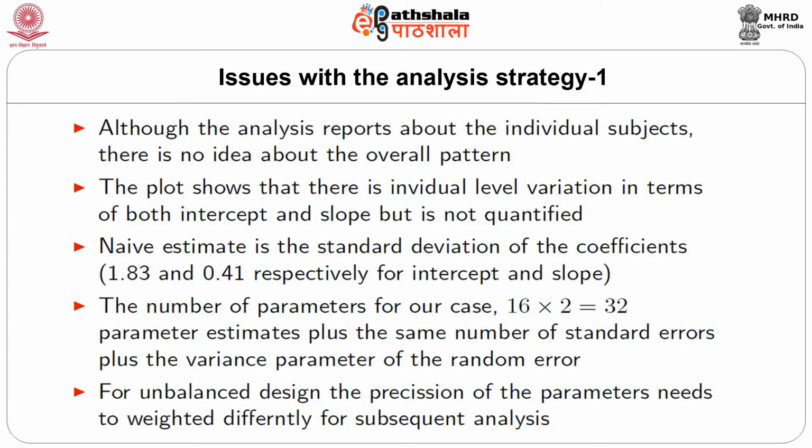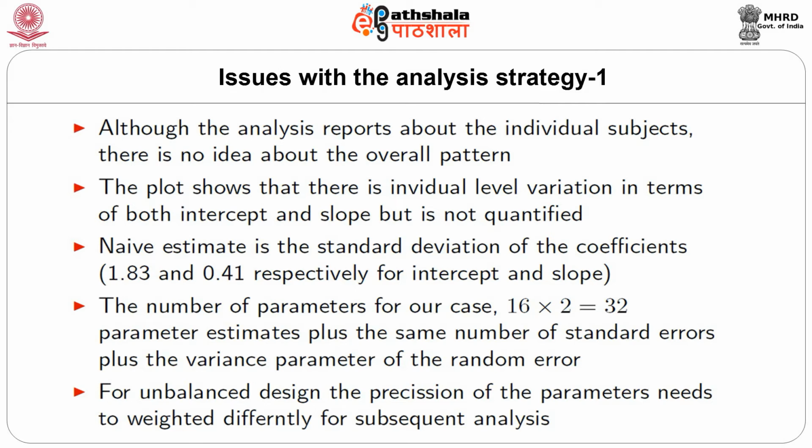The plot, as we had already seen, shows that there is individual level variation in terms of both intercept and slightly for slope also. But there is no quantification. We can still produce naive estimates. How? We have all the 16 intercepts, we can take the standard deviation of the 16 intercepts, and we have the 16 slopes, we can take the standard deviation of the slopes. The R code is not shown here, but that can be done pretty easily. We see that the standard deviation comes out to be 1.83 for the intercept, while for the slopes it comes out to be 0.41.